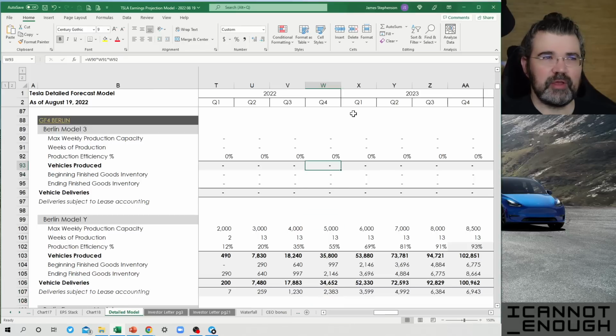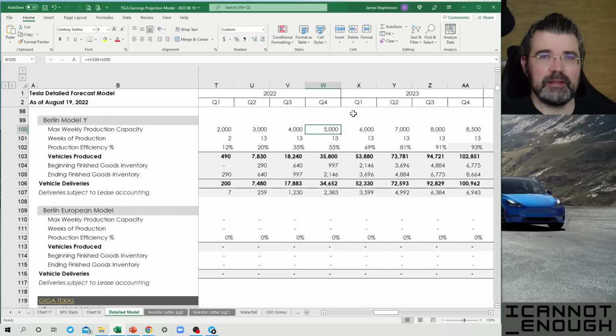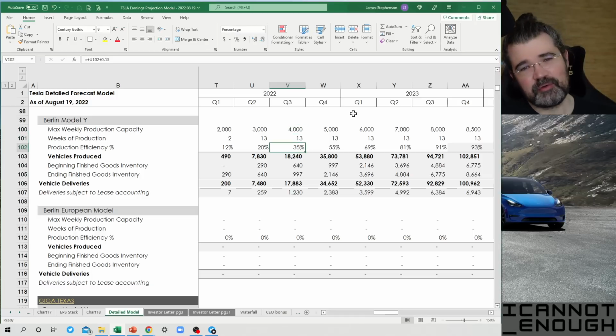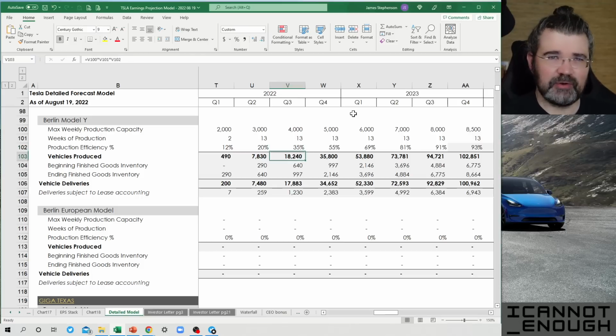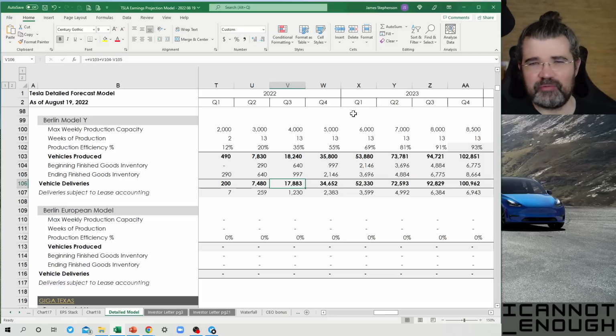Next is Berlin. So one of these days Berlin will make Model 3s, but it won't be in 2023. They are making Model Y, and I've got the weekly production capacity ramping up for them pretty steadily over time. Optimistically hoping they can get to 4,000 a week at 35% efficiency. It's hard to ramp up a factory, so that would get you a little under 20,000 vehicles produced and delivered out of Berlin.